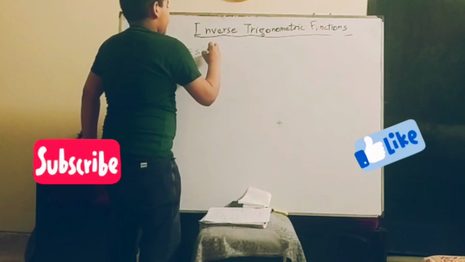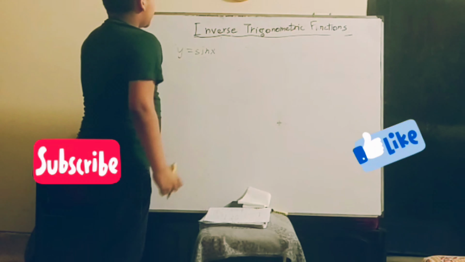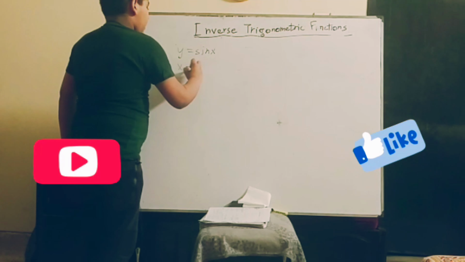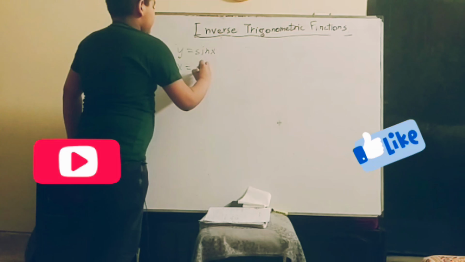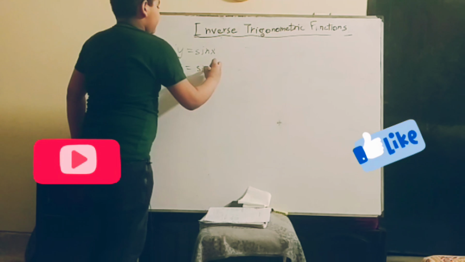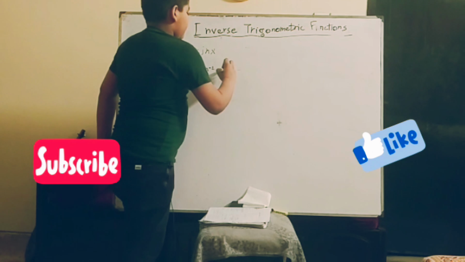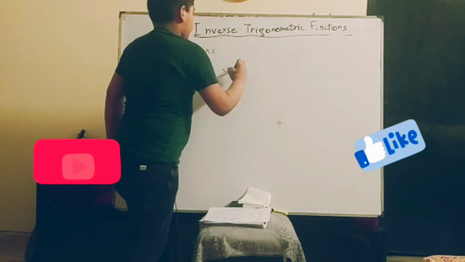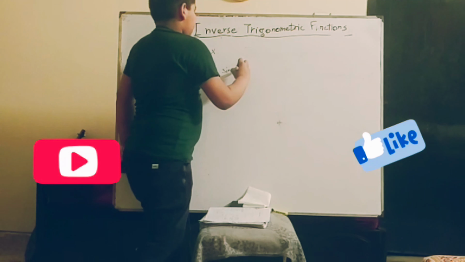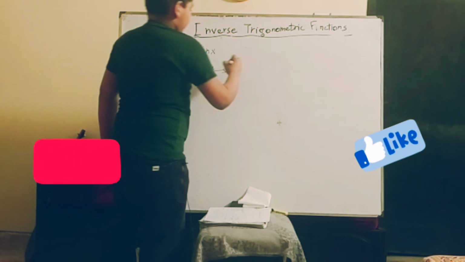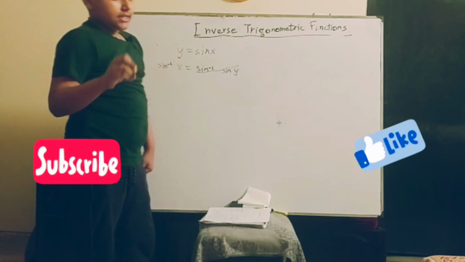Now a trigonometric example for this is y equals sine x. First we swap the places, then we use the inverse sine on both sides. Now the inverse sine is a new trigonometric function, which totally cancels out the sine.